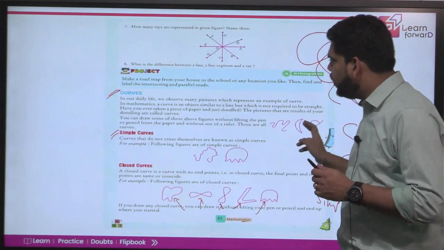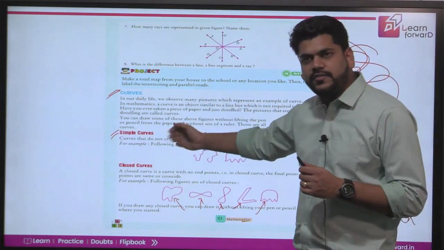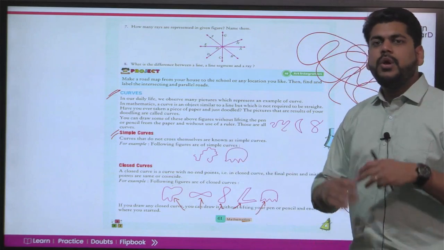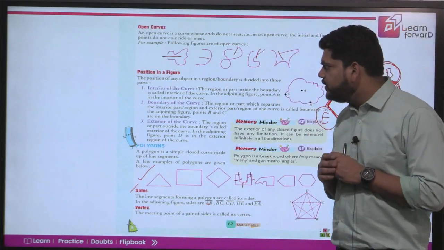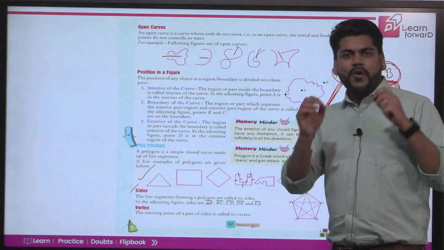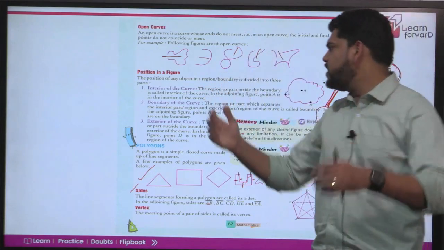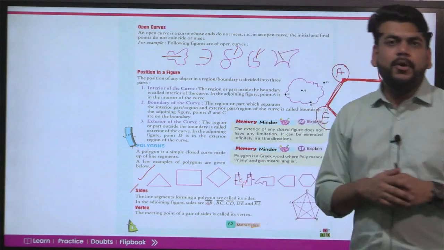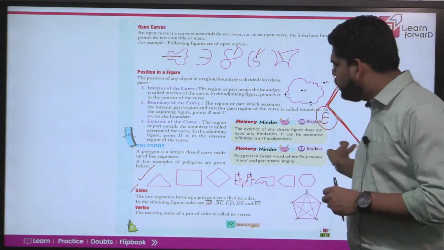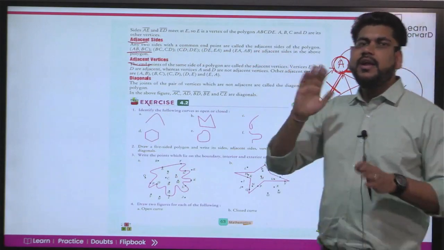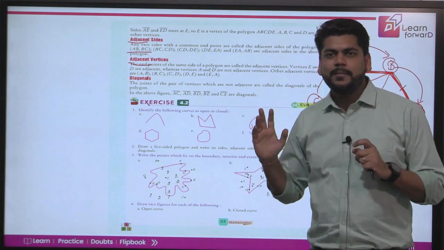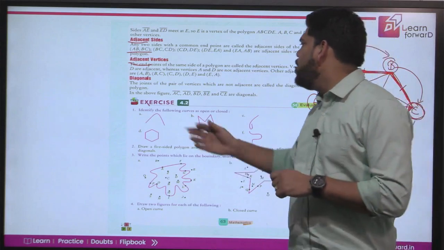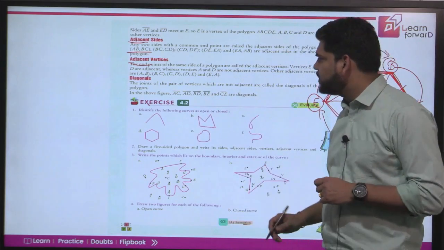In this chapter, we have learned about what curves are, simple curves, complex curves, closed curves, open curves. Then the interior of the curve, boundary of the curve, and exterior of the curve. Then we have read about polygons, sides of a polygon, vertex of a polygon, adjacent sides, adjacent vertices, and diagonals. I hope the concepts are clear to you. Now we'll do some questions of this exercise.